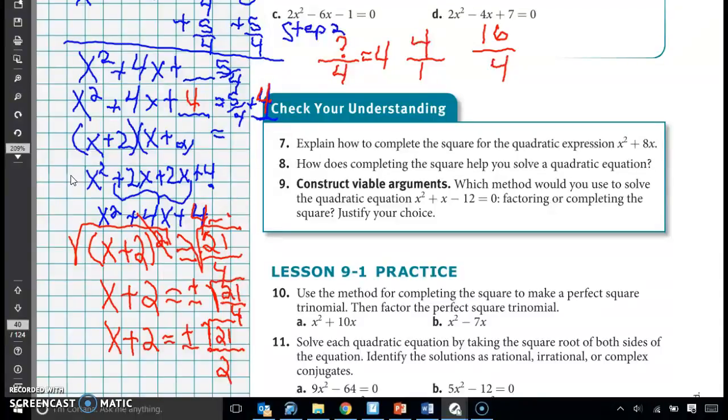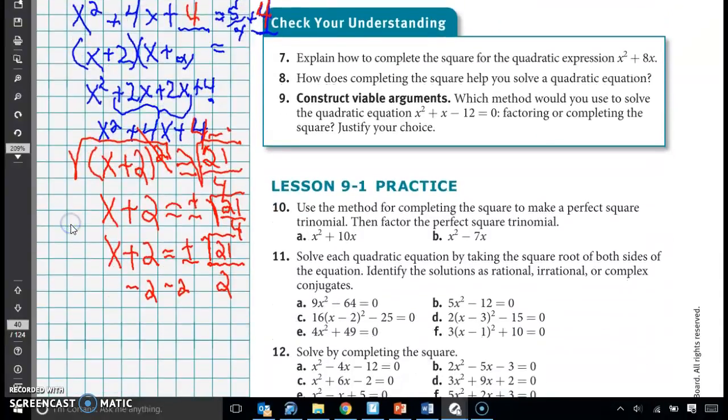Is x by itself yet? No. So what do I need to do? I need to subtract 2. So when we do that, we have x equals negative 2 plus or minus square root of 21 over 2. So now how do we check our answer to make sure that we did it correctly? This is our x value: x equals negative 2 plus square root of 21 divided by 2, and x equals negative 2 minus the square root of 21 divided by 2.